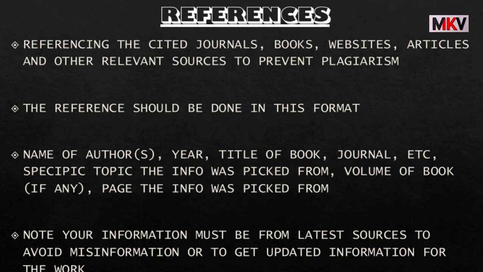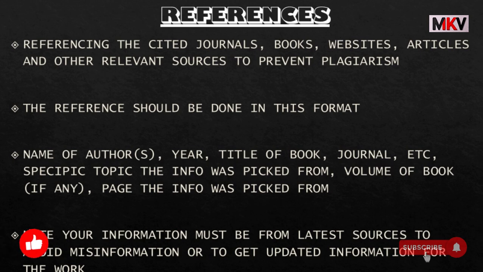Then if the journal or the book has a specific volume, it's supposed to be stated. Let's say volume 3, volume 2, you're supposed to state that as well. And the page you picked the information from, you're supposed to add that page as well. Sometimes some references are backed up with website links. You can also add that to your referencing to make reaching out very easy.